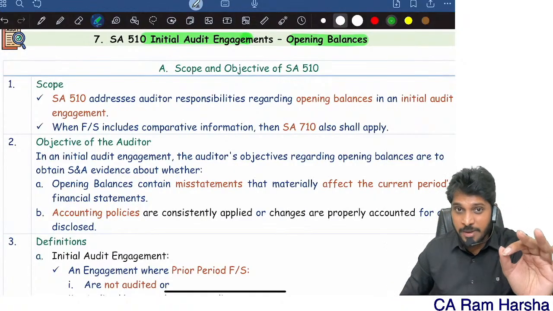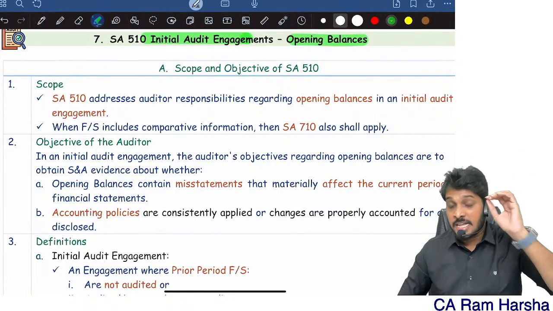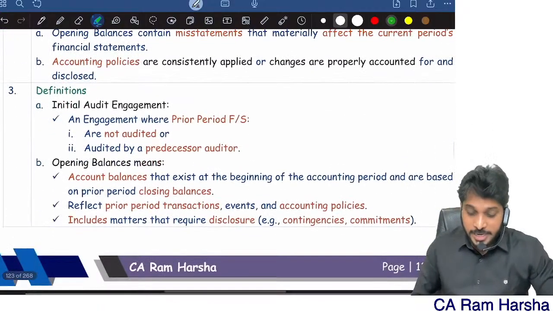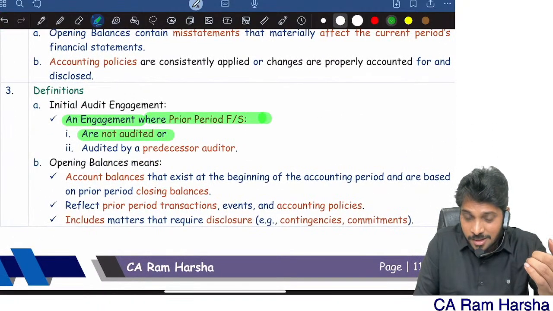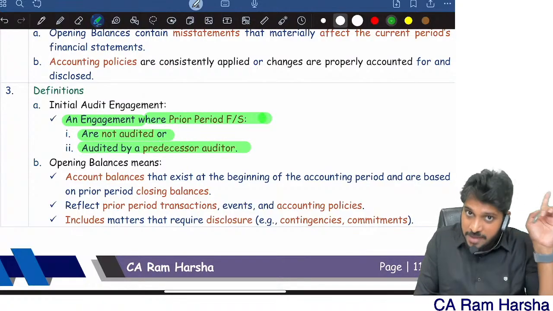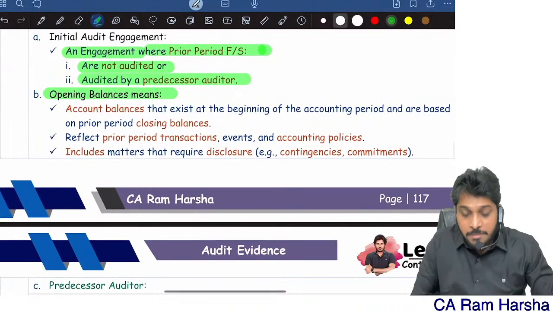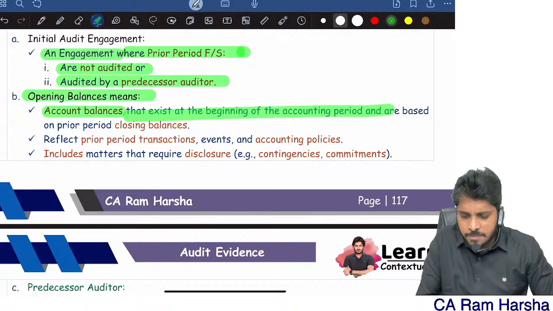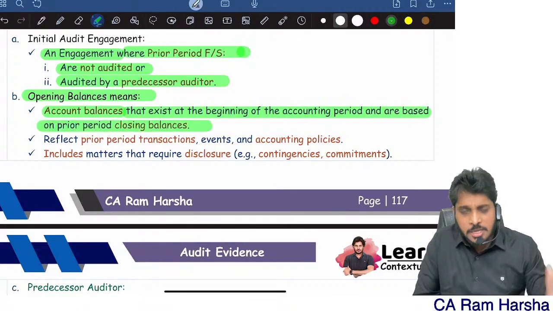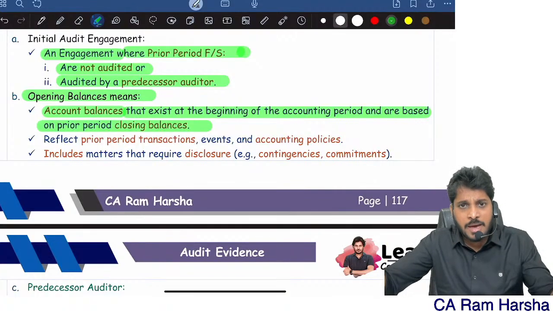And when you are performing an initial audit engagement, you must obtain evidence about opening balances. That's very important. Initial audit engagement: an engagement where prior period financials are not audited at all, or they were audited by a predecessor auditor. Opening balance means what? Account balances existing at the beginning of the accounting period, which are based on the prior period closing balances, last year's closing balances carried forward. That itself is opening balance.